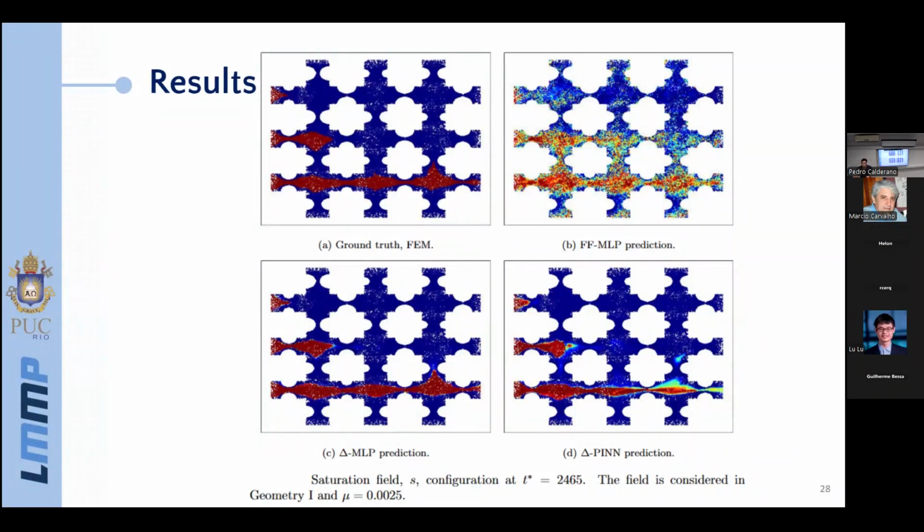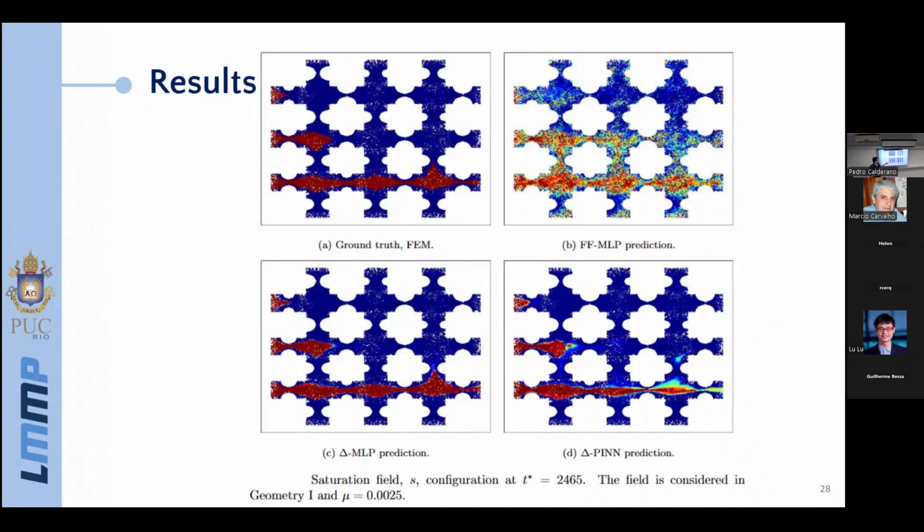So I'd say that the use of a delta kernel or a Laplace Beltrami kernel is an improvement over the use of Fourier feature MLP or Fourier feature kernel. But considering the loss, the use of physics-informed loss is not so big of an improvement. So in here, I'm showing the saturation fields, and in the next slides, I'll show different fields as well.